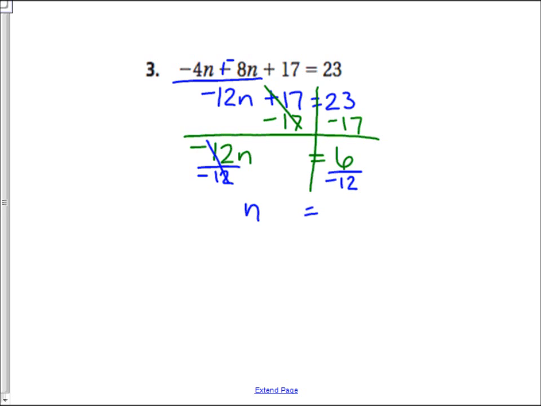And 6 divided by negative 12, well, I know my answer is negative. And 6/12 would simplify to 1/2. If I did that on my calculator, I probably had a decimal. So I might have negative half.